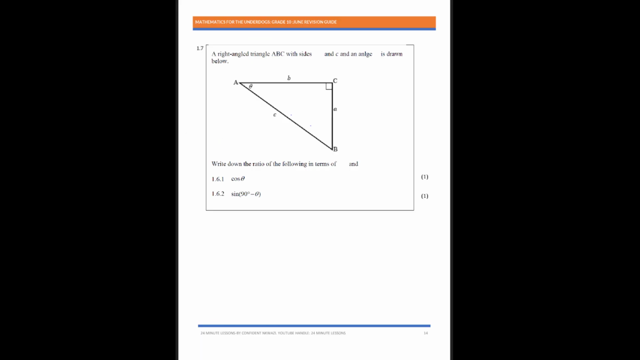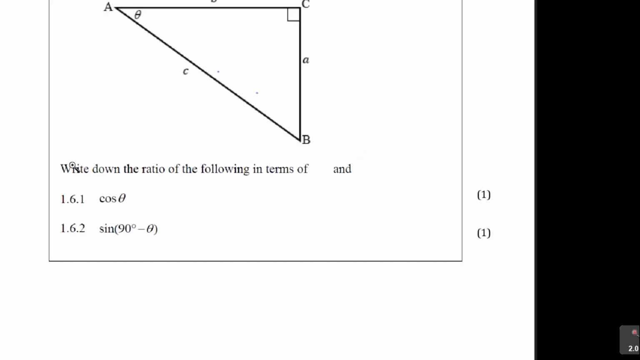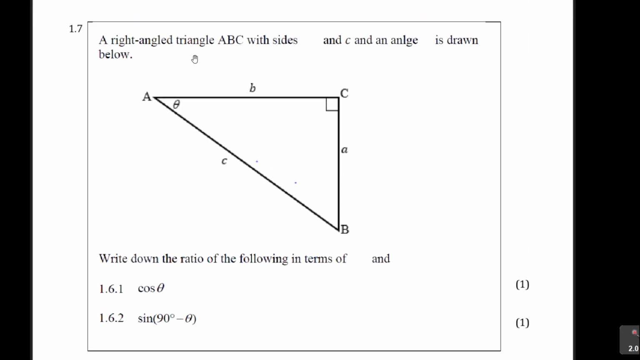And then I think lastly, to wrap this thing up for the last time, look at this. It says a right angle triangle ABC with sides, I think they wanted to say A, B and C, and angle theta is drawn below. Now write down the ratio in terms of A, B, C and theta. Cos theta, obviously in terms of that.